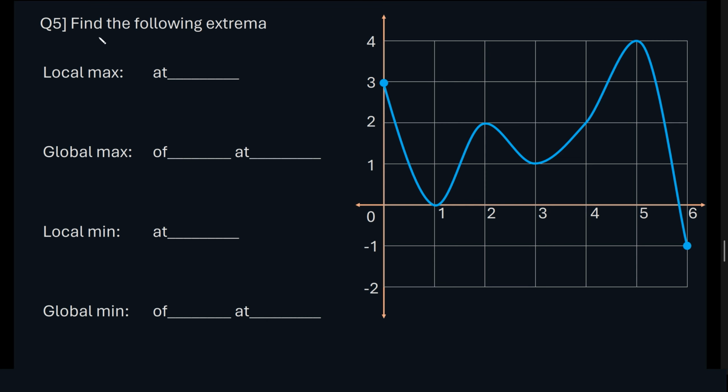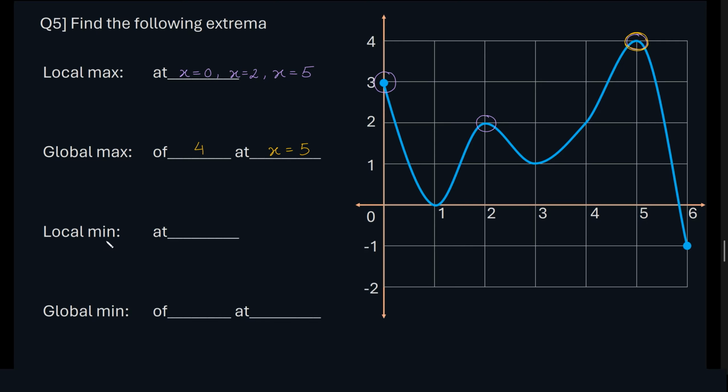Question 5. Find the following extrema. Alright, let's start with local maximums. Since this is an included endpoint, we will consider it in our list of local maximums. Then we have one here and one here. So these are at x equals 0, x equals 2, and x equals 5. Now among these three, the highest value achieved is 4 at x equals 5.